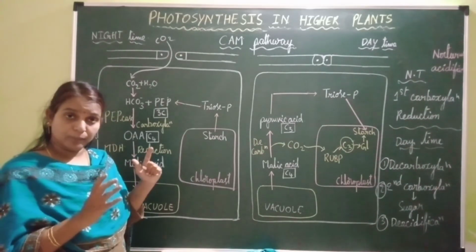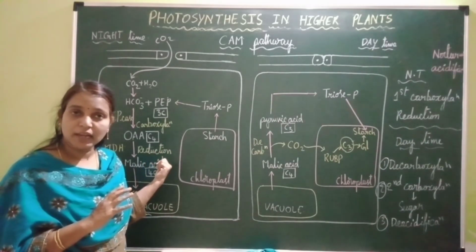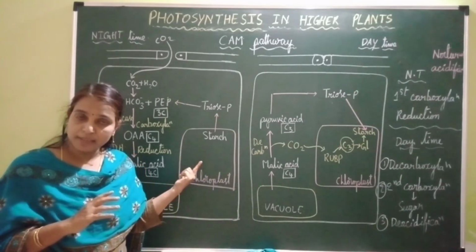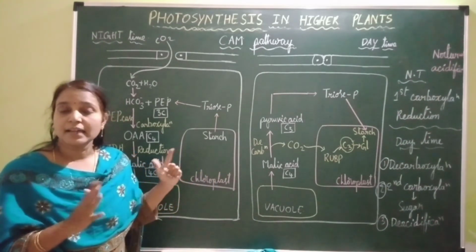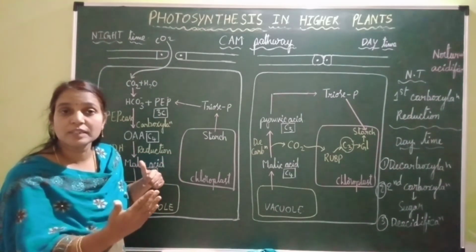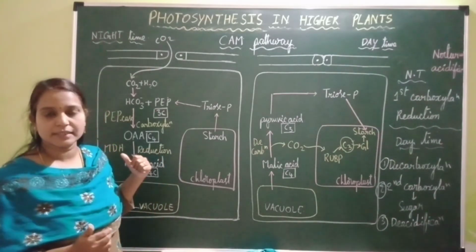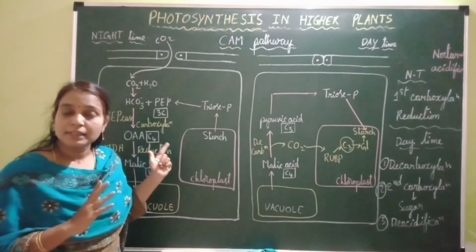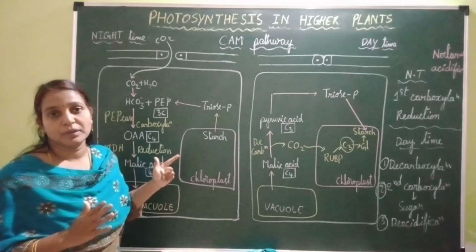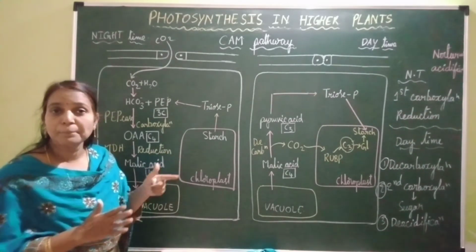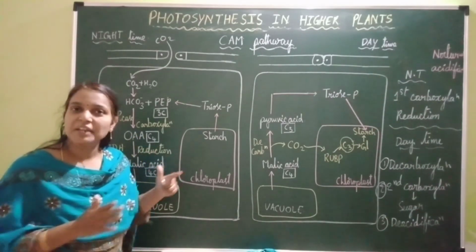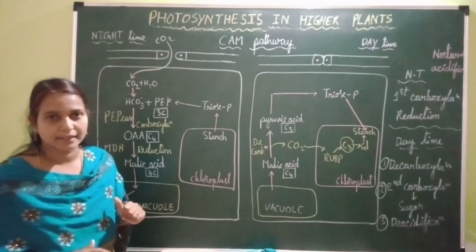But the first carbon dioxide fixation occurs during night time and the second carbon dioxide fixation occurs during daytime. In C4 plants, the first and second carbon dioxide fixation are separated by space, that means in two different types of cells, mesophyll and bundle sheath cells. Whereas in CAM plants, they are separated by time. So these plants show temporal variation with respect to carbon dioxide fixation, while C4 plants show spatial variation.